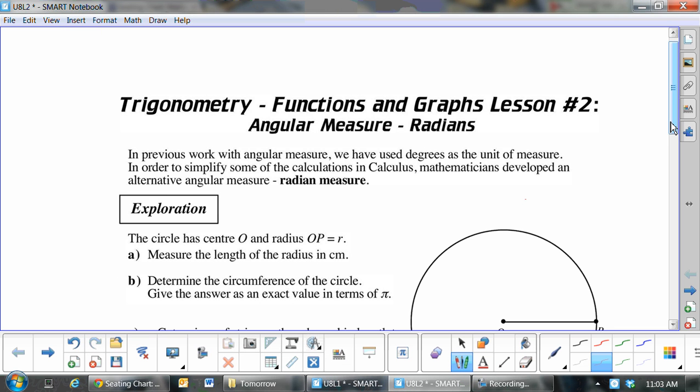Okay, so today we're going to venture into new territory. Now, the unit circle that you used last year, all we did was use the degrees on it. Now we're going to move into radians.